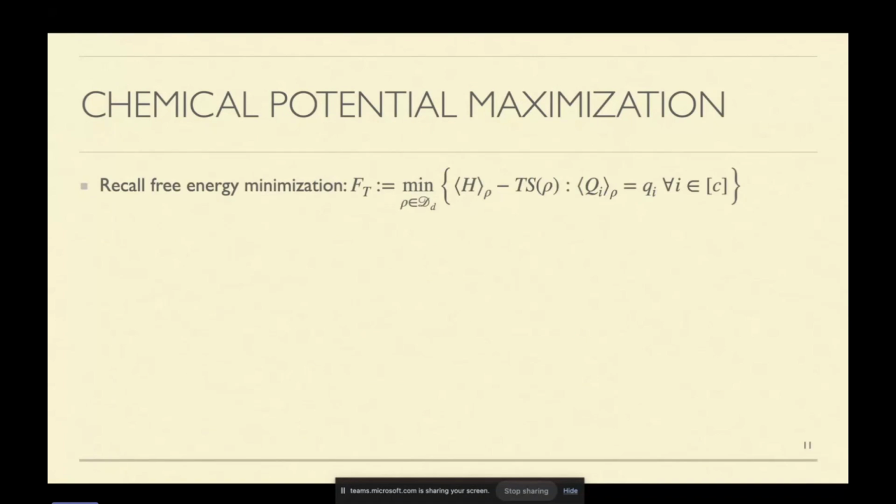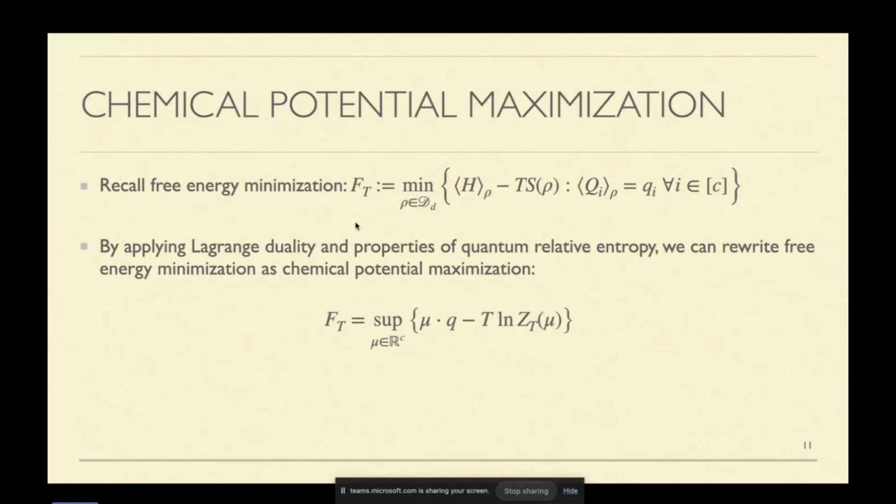Okay, so now we're going to do another step. We're going to use a concept called Lagrange duality, which has its roots in the basic idea of Lagrange multipliers from calculus. And we'll also use properties of a famous function, possibly the most important function in quantum information theory, called quantum relative entropy. And we can use these two concepts to rewrite the free energy minimization problem in a dual form, which is called a chemical potential maximization problem. So this mu is a chemical potential vector. Mathematically, they're going to play the role of Lagrange multipliers.